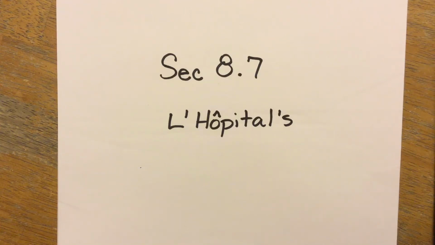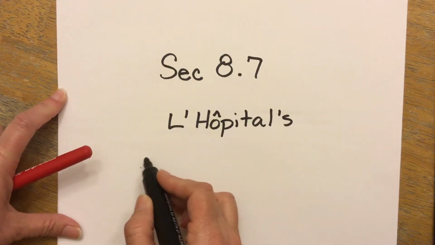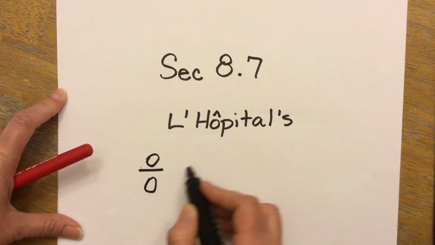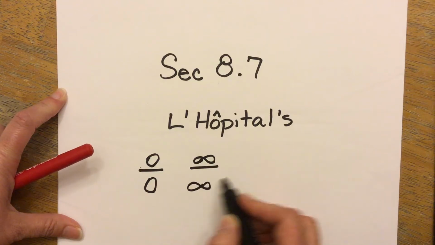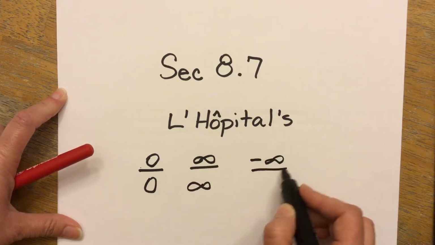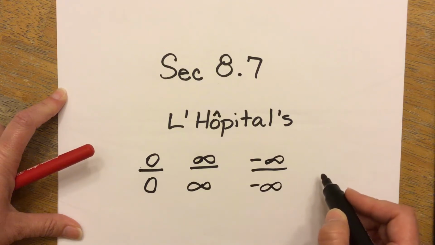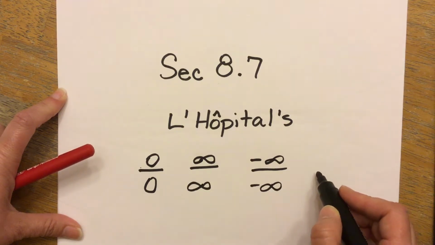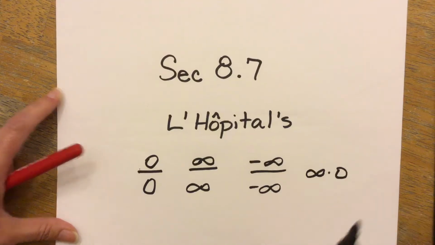Today we're going to talk about section 8.7 in your book, which is about L'Hopital's rule. We addressed a little bit about what's happening with L'Hopital's rule early on in the school year when we talked about limits and getting the indeterminate form. And the indeterminate form is something like 0 over 0, infinity over infinity, negative infinity over negative infinity, and something new, which would be like infinity times 0.